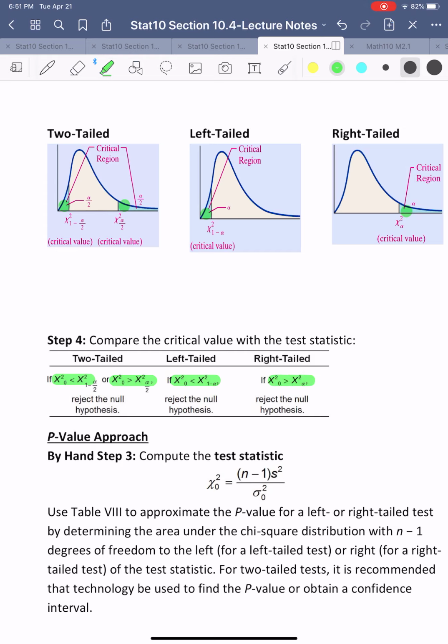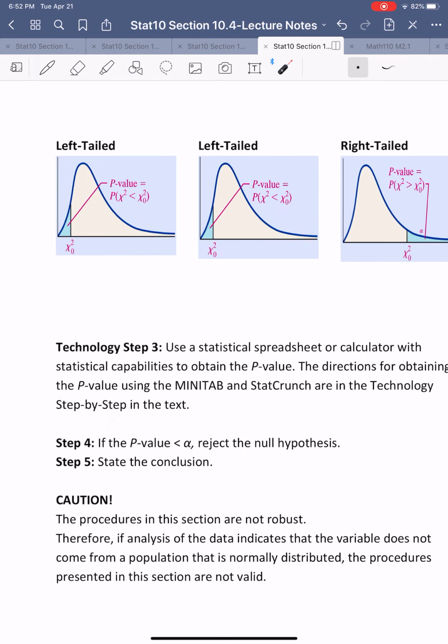For the p-value approach, we use Table A to approximate the p-value for the left or right tail test, determining the area under the chi-square distribution with n minus 1 degrees of freedom to the left for the left tail test, and to the right for the right tail test, of the test statistic. For a two-tail test, it is recommended that technology be used to find the p-value and obtain the confidence interval.